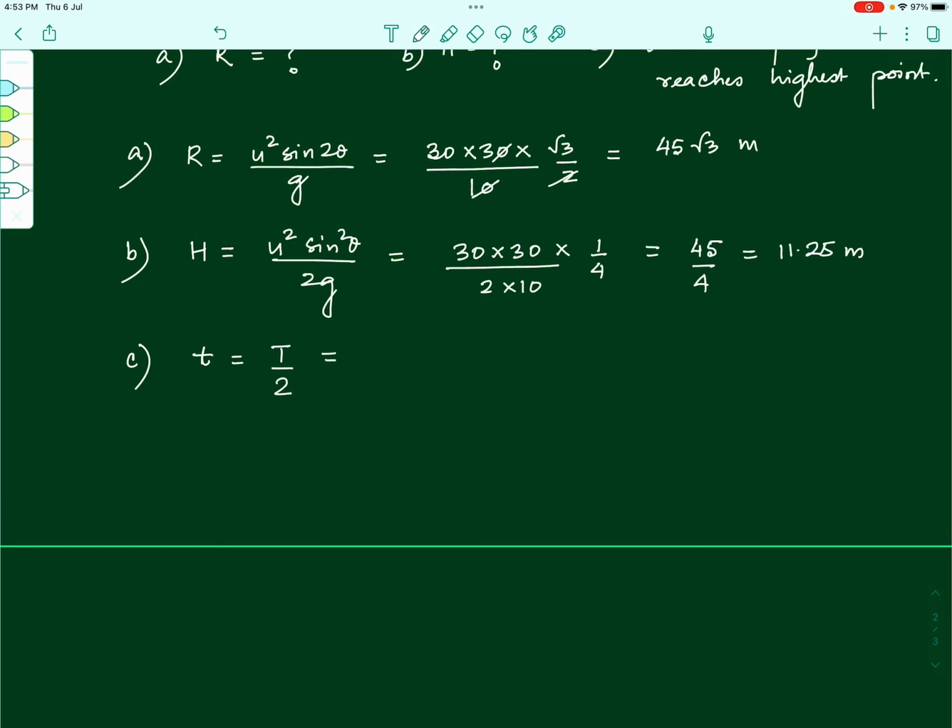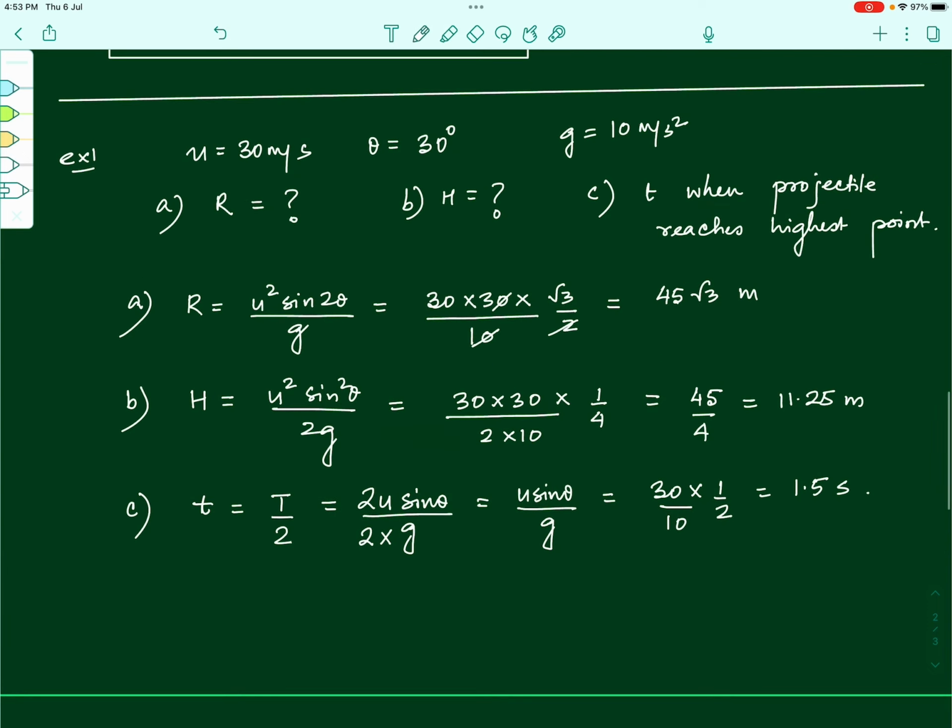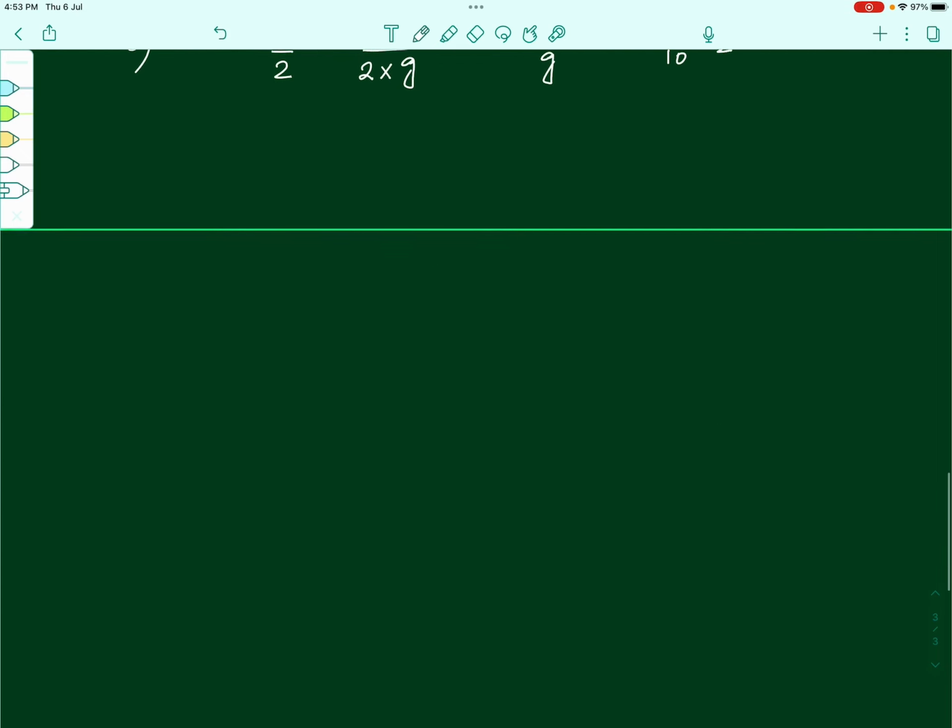We know the formula for time of flight, it's 2u sine theta by g. So we have to just divide it by 2, which will give you u sine theta by g as the expression which we have to use. So u, which is 30, sine theta is 1 by 2, by 10. Solve this to get the answer as 3 by 2, that's 1.5 seconds, right? So simple questions, simple formula based question here. Let's move on to one more question.